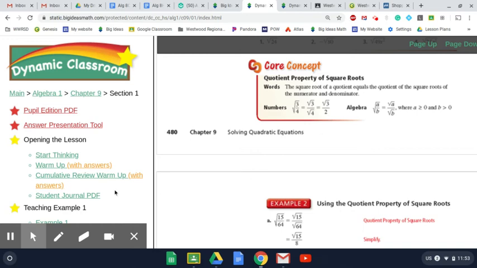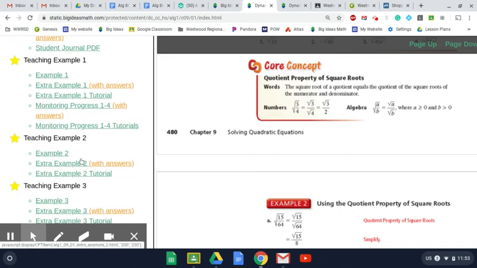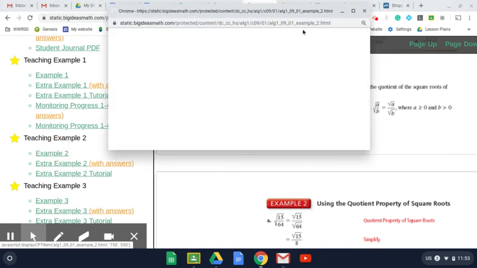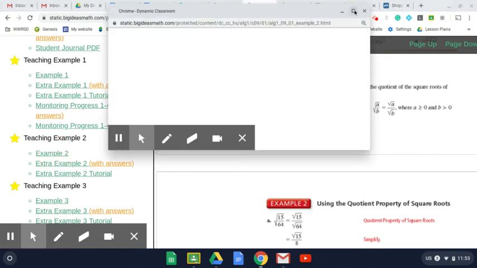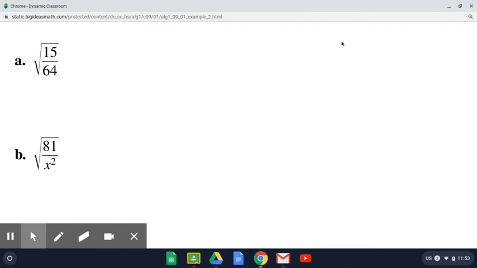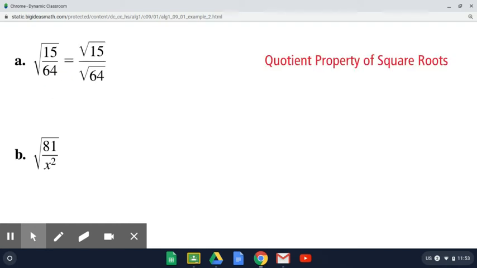We're going to look at some examples. So this is example 2. We're going to look at part A first. We have the square root of 15 over 64. First, we're going to use the quotient property of square roots and basically split this up. Say it's the square root of 15 over the square root of 64.